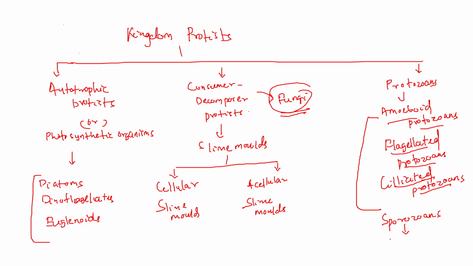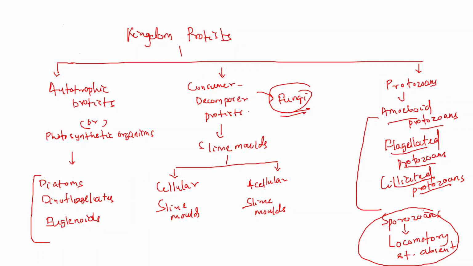And in sporozoans, locomotory structure is absent. This is all about the basics of our classification of protists.